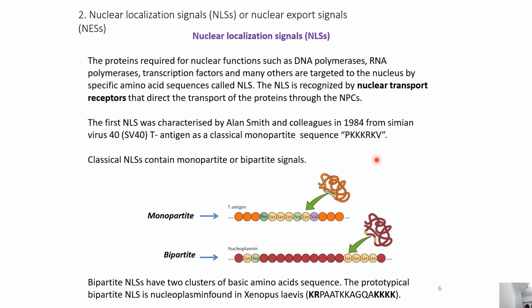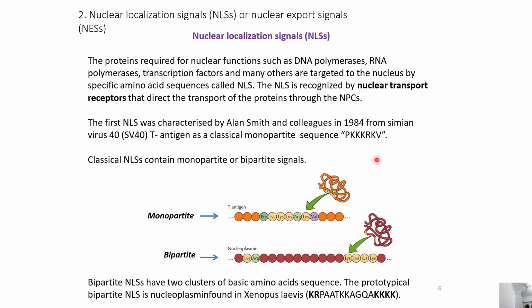So, what is the nuclear localization signal? The proteins required for nuclear function, such as DNA polymerases, RNA polymerases, etc., are targeted to the nucleus by specific amino acid sequences called NLSs. NLSs are recognized by nuclear transporters that direct their entry from the cytoplasm through the NPCs.